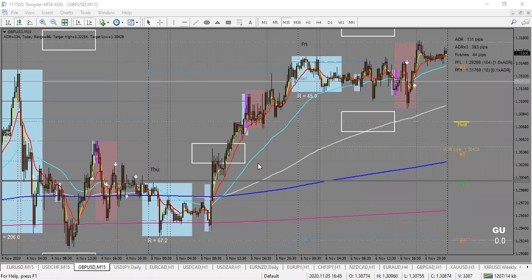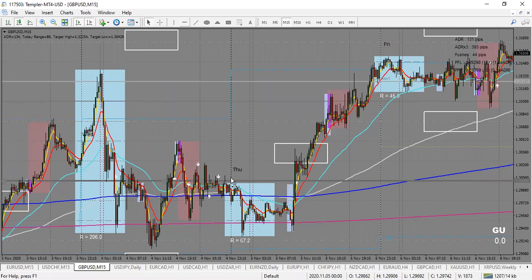So we had two high risk trades, although this wasn't that high risk. See, the stop loss is around 30 pips, but the one we had on Monday was a high risk trade.